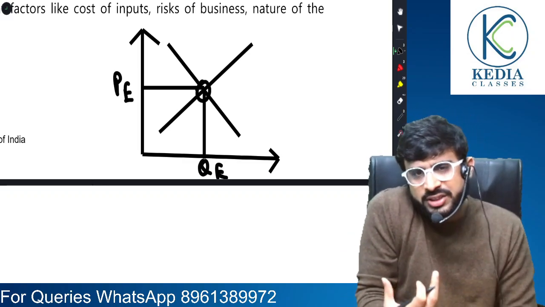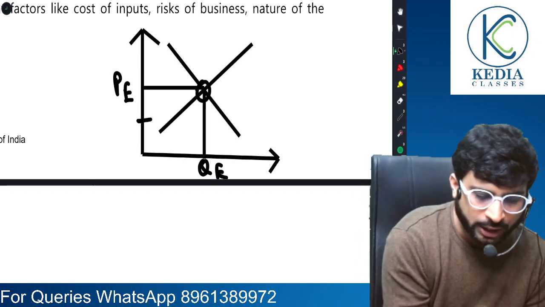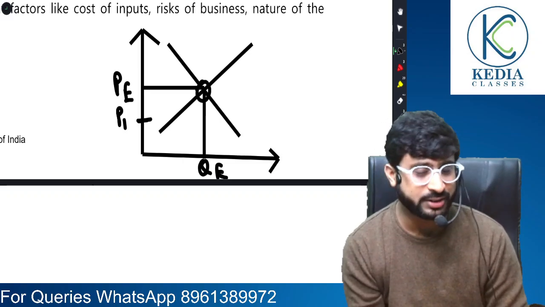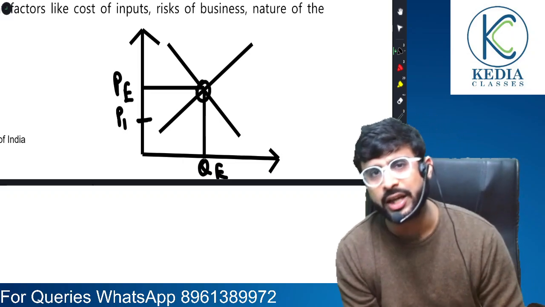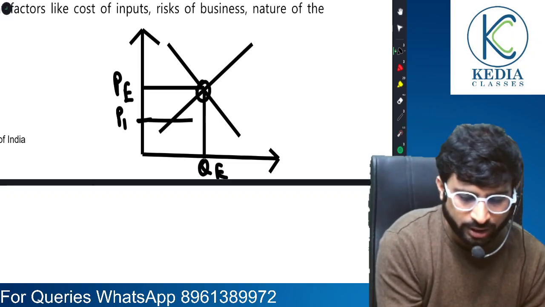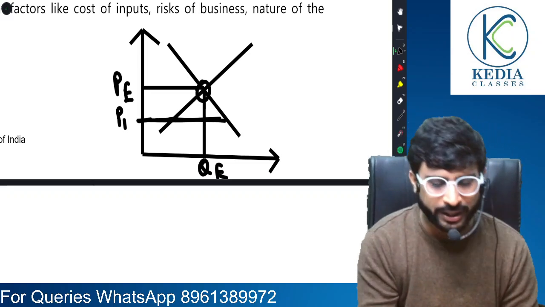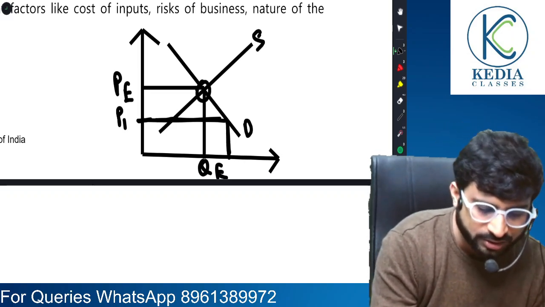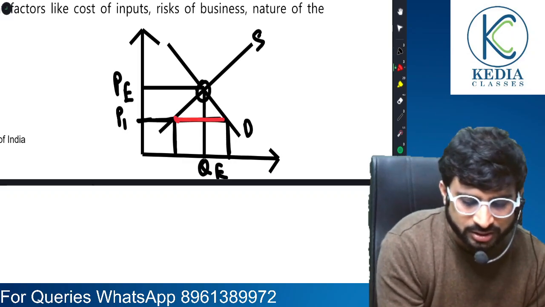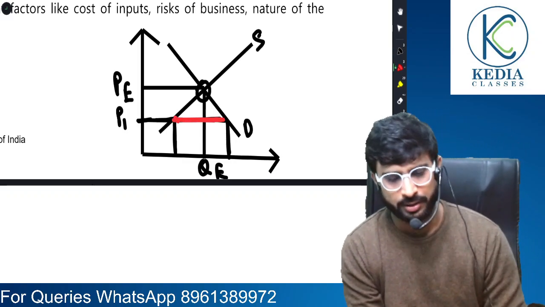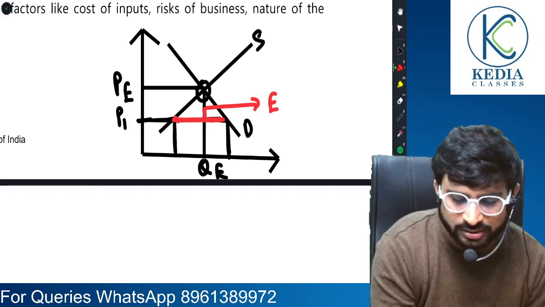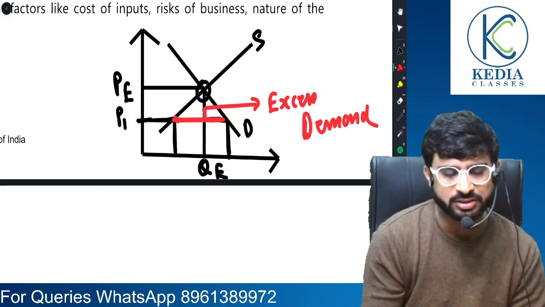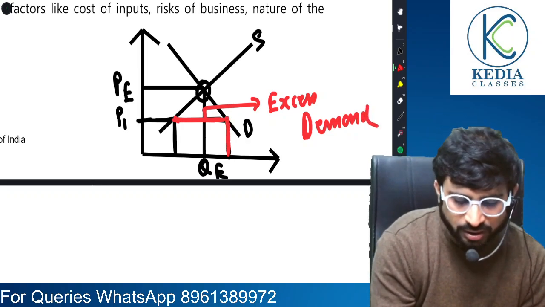Now, maybe a seller decides that we are going to charge less than this. If a seller decides to charge less than the equilibrium, then when price is set lesser than the equilibrium price, if this is demand and this is supply, then obviously demand is greater than supply. This difference is called excess demand. Why is this difference called excess demand? Because you see, demand is here, supply is here.